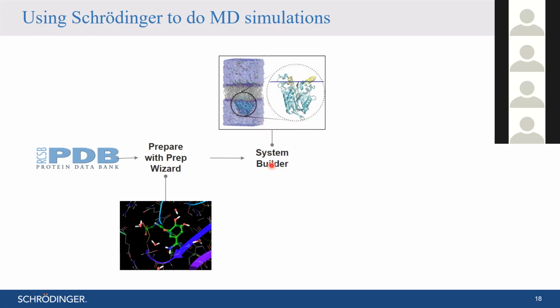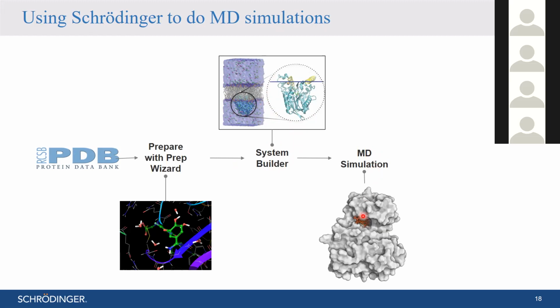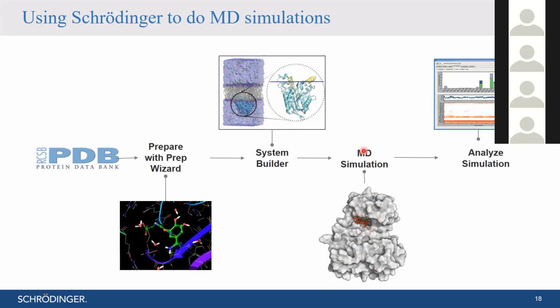And once you do the system building, then you go to MD simulation, where you have the protein moving, you have the ligand moving, and you can study the interaction between the two of them. Once you do the simulation, you can analyze your simulation. And all of these things are single clicks. It's very easy to do using Schrodinger. I'll just show in the next few slides how easy it is to do the simulation, and also how easy it is to do the analysis of the simulation. This is just a brief workflow of how you can do MD simulation in Schrodinger. So let's look at how to use System Builder in the next slide.